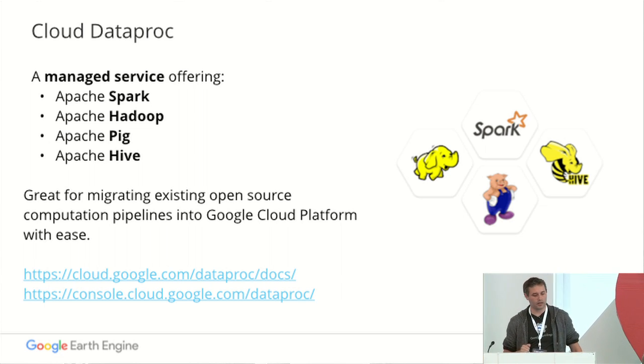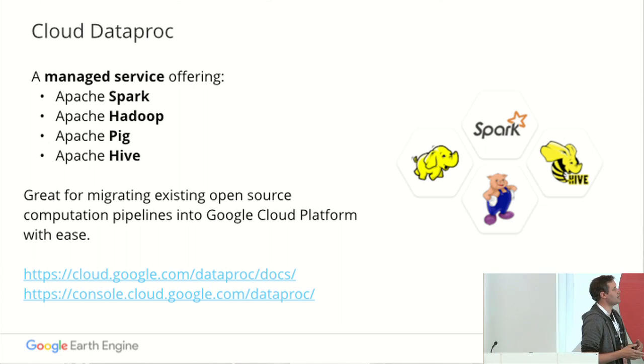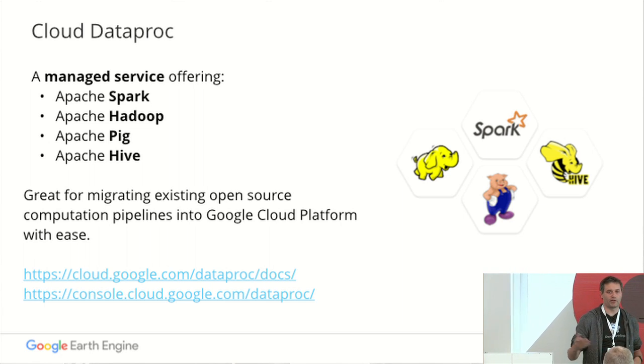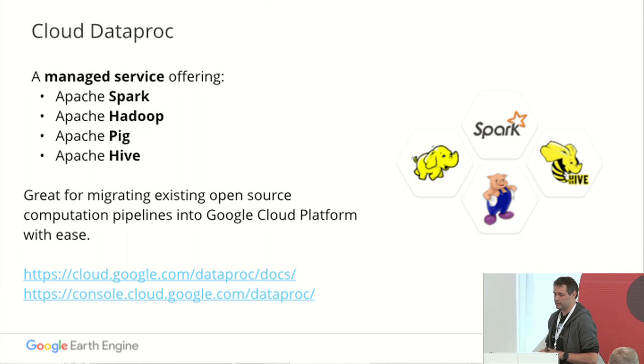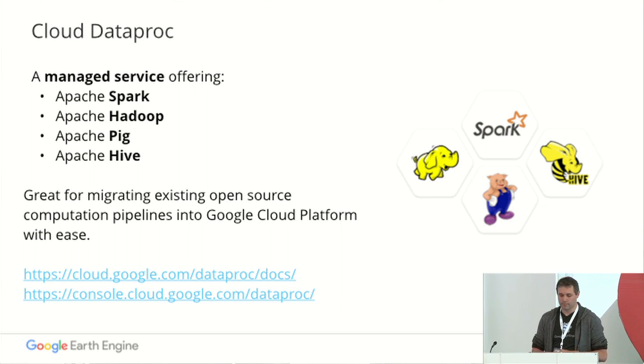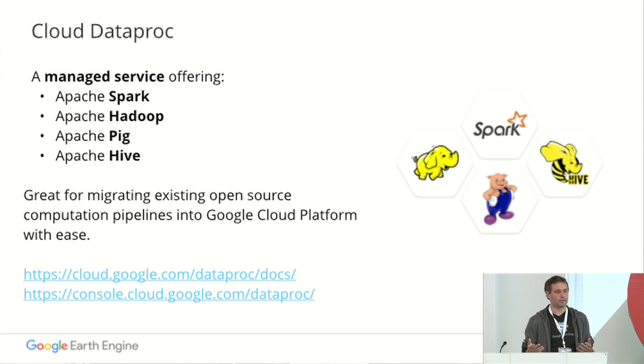And there's a product called Google Dataproc, whose job is to help you set up Spark or Hadoop or Pig or Hive clusters in a turnkey way for you to run your traditional parallel data processing pipelines on the cloud. So this is a great way if you have existing pipelines and you want to get them running in Google's cloud quickly to do that.